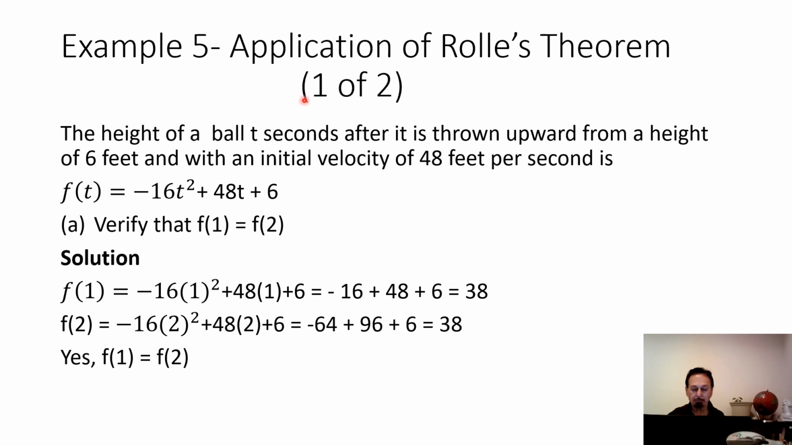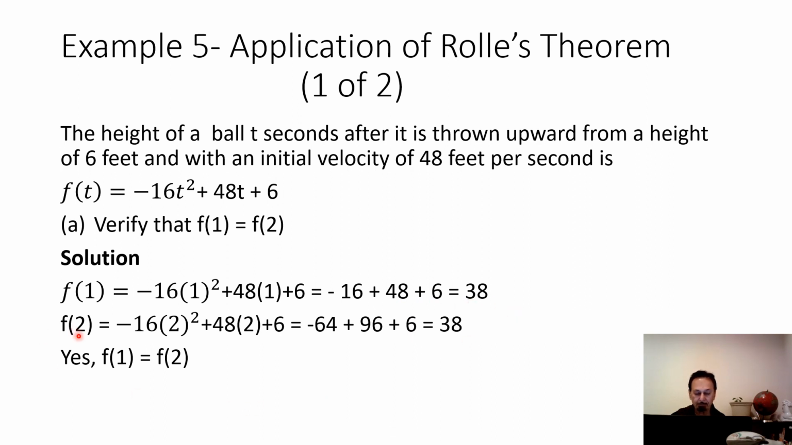So example 5, application of Rolle's theorem. We have the height of a ball t seconds after it is thrown upward from a height of 6 feet with an initial velocity of 48 feet per second, given by the equation f of t equals negative 16t squared plus 48t plus 6. So let's verify f of 1 equals f of 2. Substitute: f of 1 is negative 16 times 1 squared plus 48 times 1 plus 6. Negative 16 plus 48 plus 6 becomes 38.